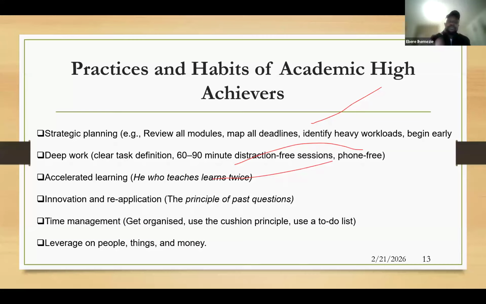So some of these things I'm talking about, I'm not going in depth in them, but in subsequent series, we will take some of these habits and just focus on them and go more in depth and discuss them. So one of the practices and habits of academic high achievers is they plan strategically. And I will use myself as an example. Like I said, the method might vary, but the principle remains the same.